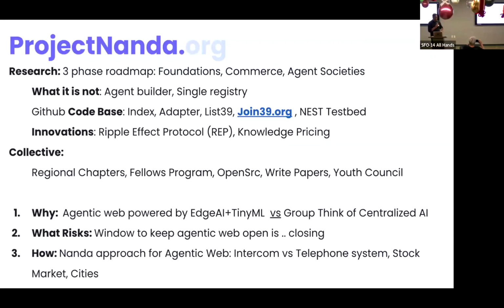Three-phase research roadmaps. A lot of work happens at MIT and academic settings with different organizations, code-based collectives, regional chapters, and a fellows program. We have a fellowship if you want to apply for a paid role for contributing to open source there. Write papers with us. And there's a Youth Council. If your kid or nephew or nieces want to work on Agentic Web, and so on.